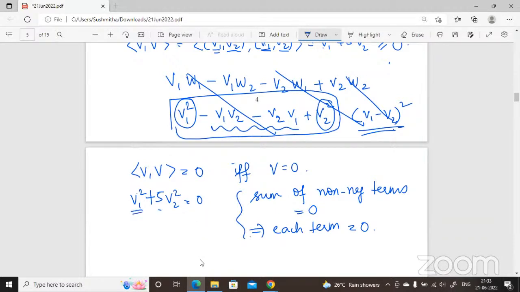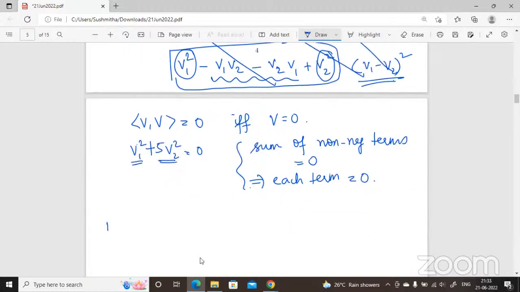This is a non-negative term, this is a non-negative term. Their sum is equal to 0. It means that each of the terms has to be equal to 0. Because even if one of the terms was positive, then it wouldn't have been equal to 0. So now the first condition is over. Second condition: U plus V comma W should be equal to U comma W plus V comma W.